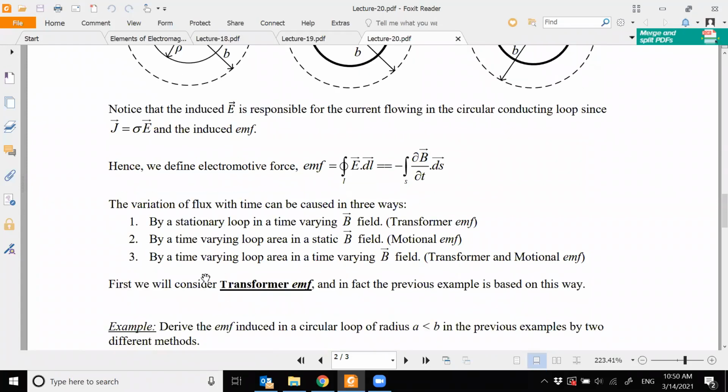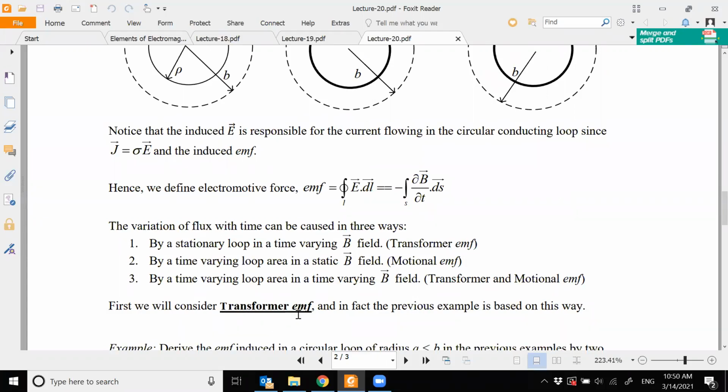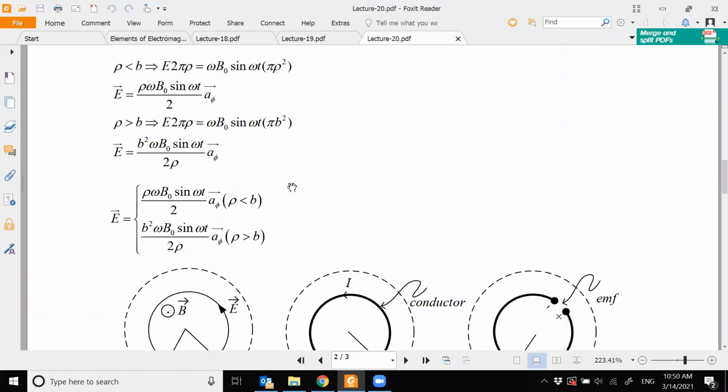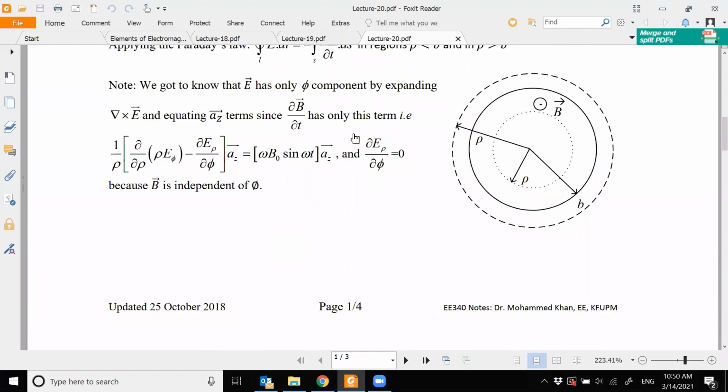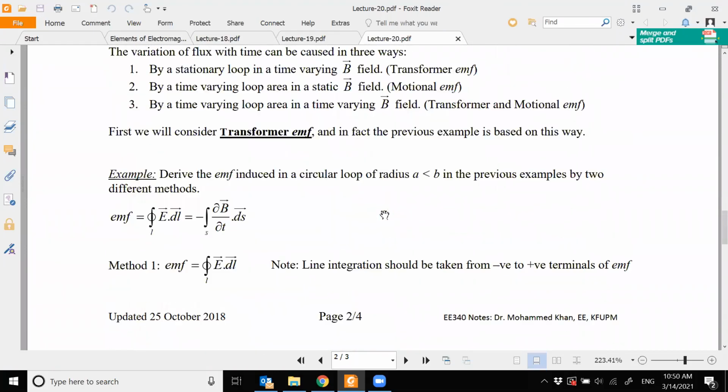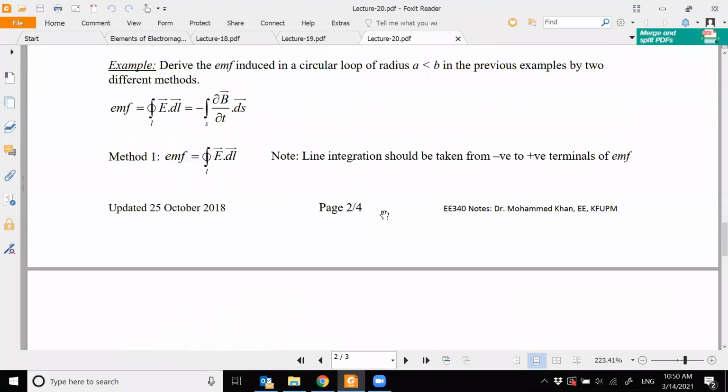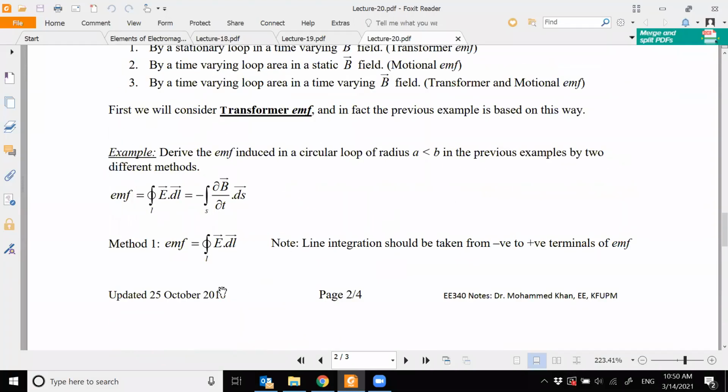And the third one is both of them superimposed. That is, your magnetic field is also time varying and your loop is also moving with time, both. Then this will produce both transformer and motional EMF. And we will first consider the transformer EMF, and whatever we did here is in fact a transformer EMF. And this is exactly the examples.